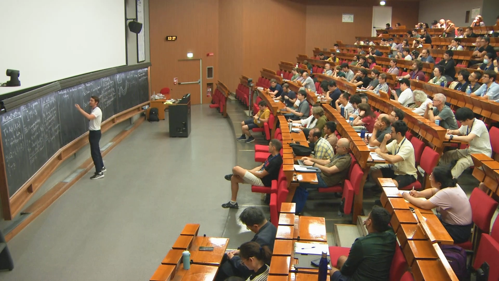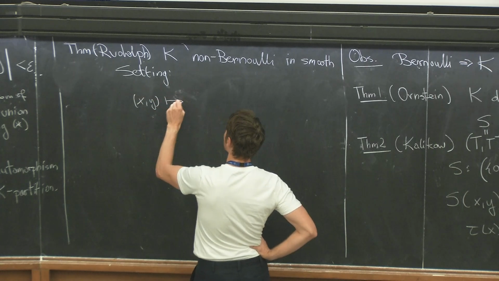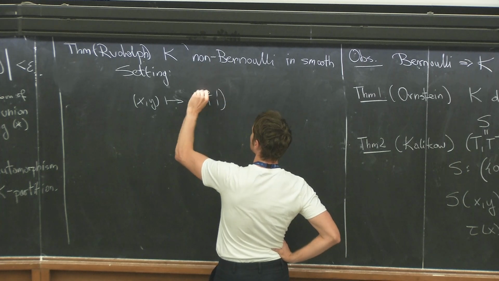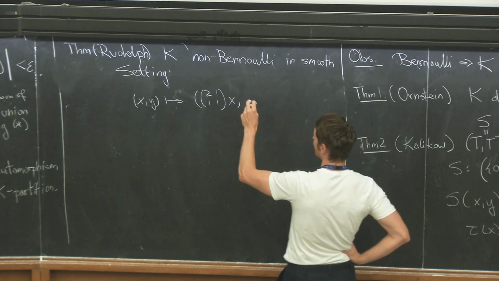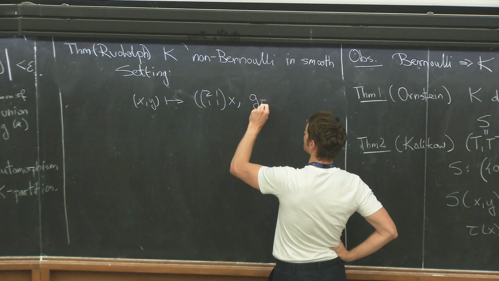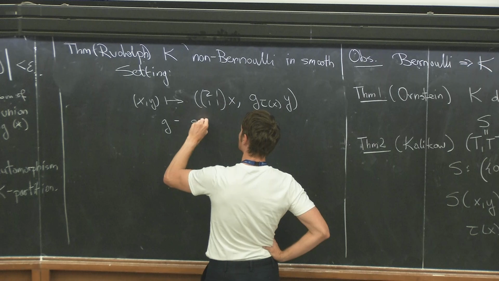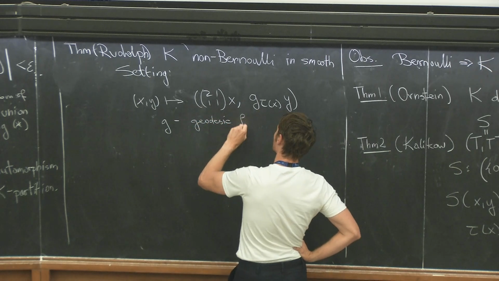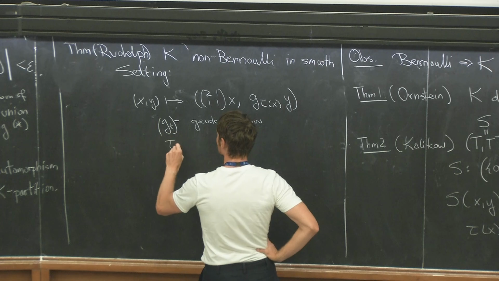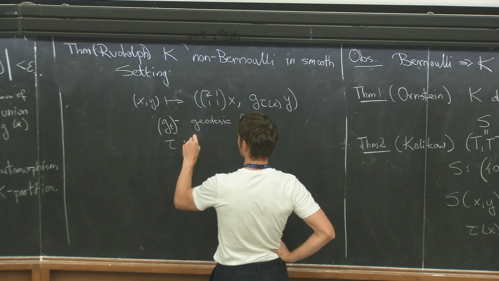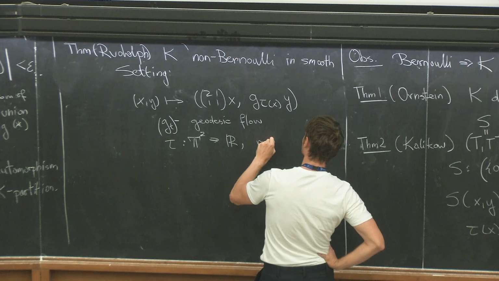So you take, say, (x, y) maps to (A x, g^{τ(x)} y), where A is, say, 2 1 1 1, any hyperbolic matrix would do here. And here you put g^{τ(x)} of y, where g_t is the geodesic flow. And your function τ is mean 0. τ acts from, say, the 2-torus to R, and has mean 0.